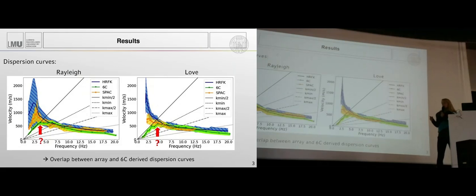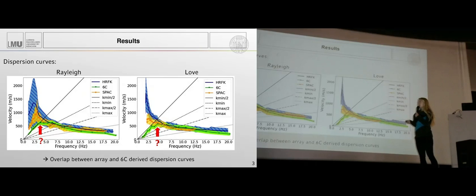Like I said, from the array data as well as from the 6-component data, you can compute dispersion curves, so that allows us to directly compare the results. We analyzed the array data using high-resolution frequency wavenumber analysis and spatial autocorrelation, which are the blue and the yellow curves. We also computed the wavenumber limits for the array to see the resolution of the array. The Capon limit lies here, at about 3 hertz, so the data below this you should not interpret anymore.